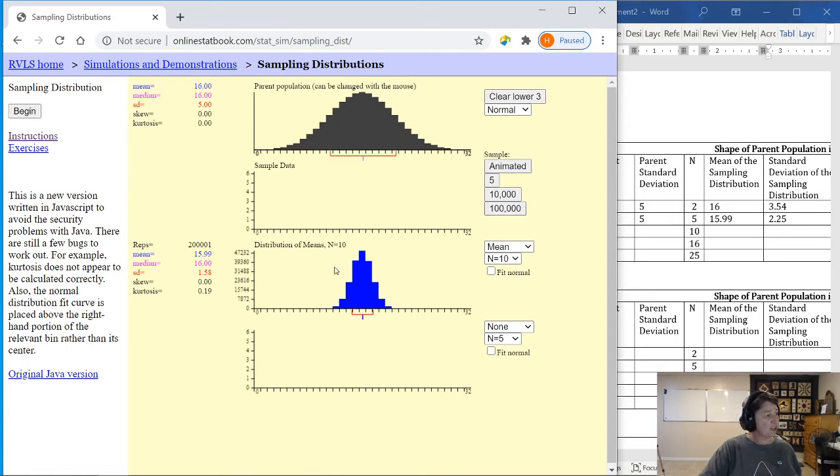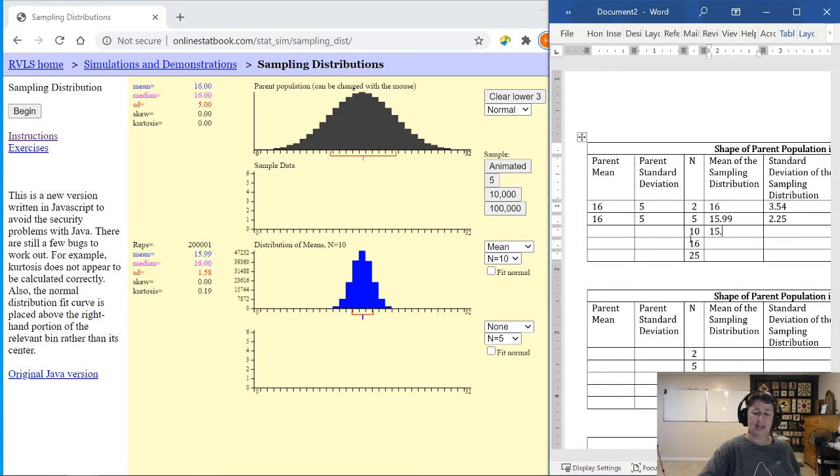Notice it still has that fairly symmetric shape. It still looks pretty normal. Then let's look at the mean of this new sampling distribution. It too is right there at 15.99. I'm going to write it down just for us to look at it again later. And then notice that the standard deviation this time got a little smaller. We're at 1.58. So our parent mean didn't change, and our standard deviation from that parent distribution didn't change.